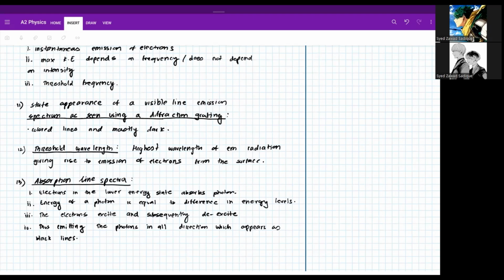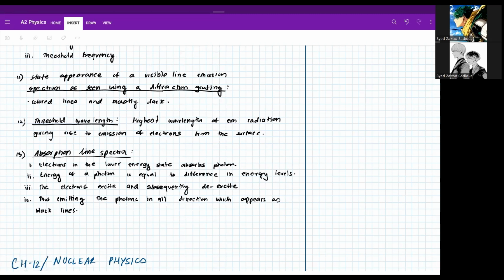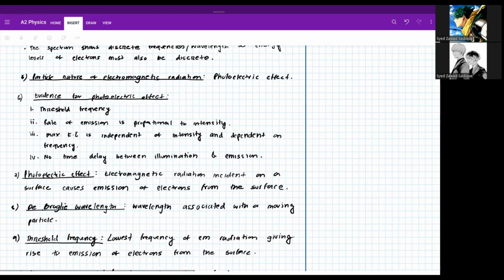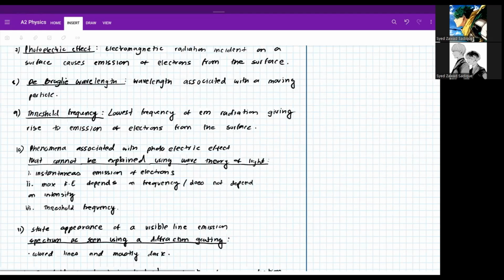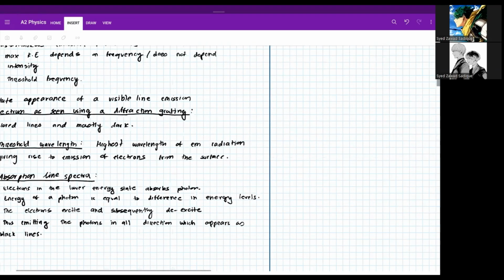All right. Then they have told us to describe absorption line spectra. We can say electrons in the lower energy state absorb photons. Energy of a photon is equal to the difference in energy levels. The electrons excite and subsequently de-excite, thus emitting photons in all directions, which appear as black lines. Question 13 is a combination of question number 11 and question number 4. So that's that. This is the compilation from 2009 to 2025.